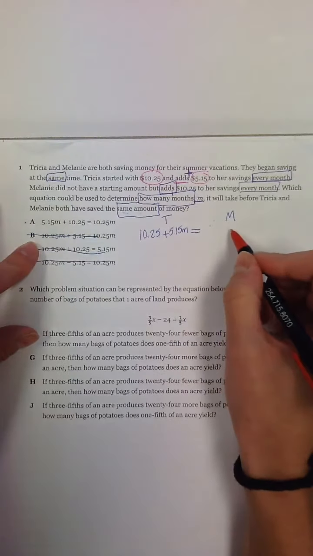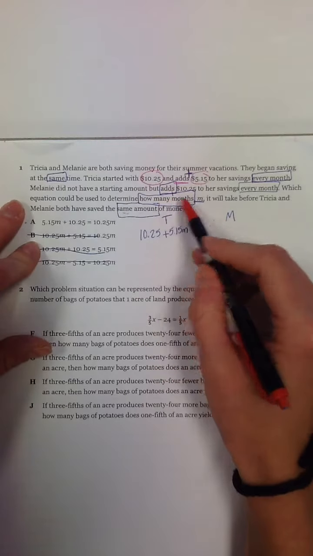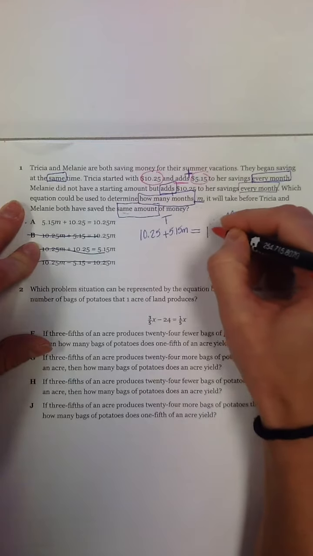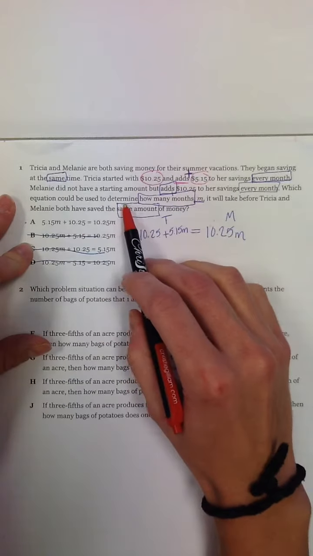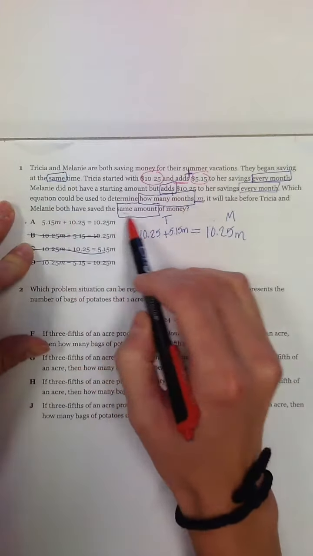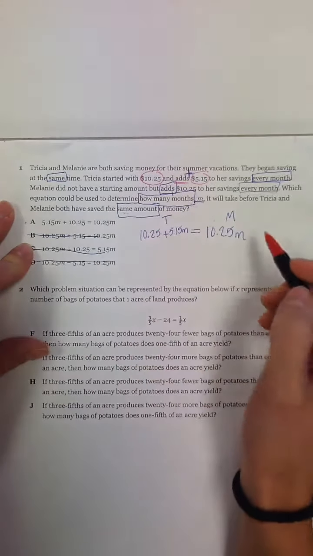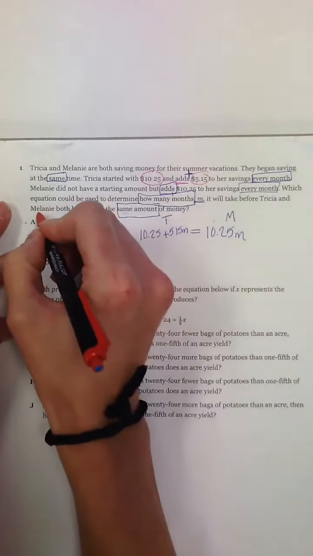But just to check, let's see what Melanie's situation was. Melanie did not have a starting amount but adds $10.25 every month. So which equation could be used to determine how many months it will take before Trisha and Melanie both have saved the same amount? So the only one that will match that situation would be A.